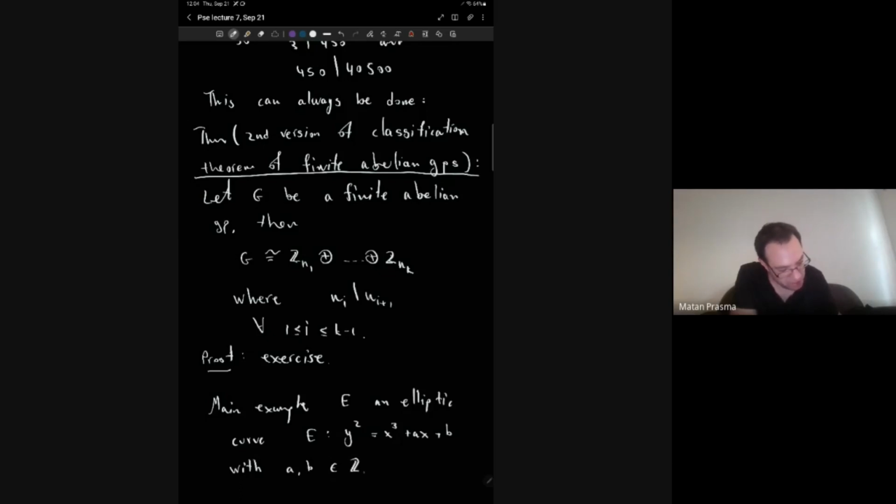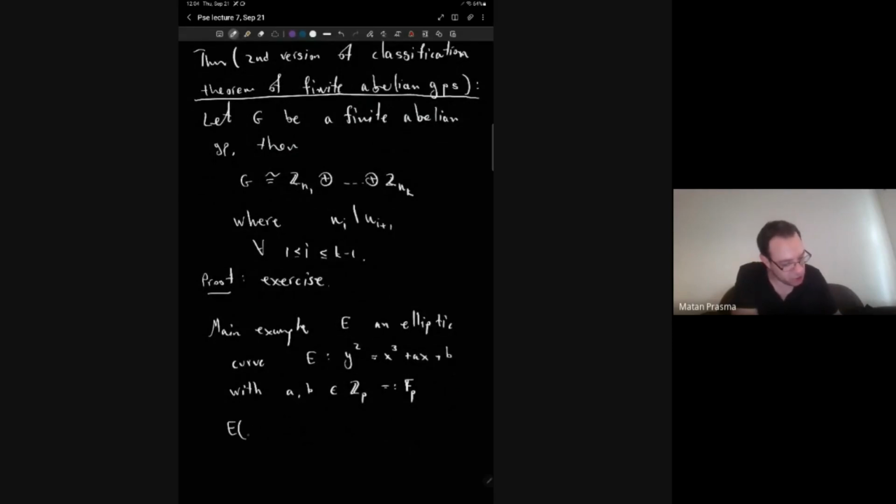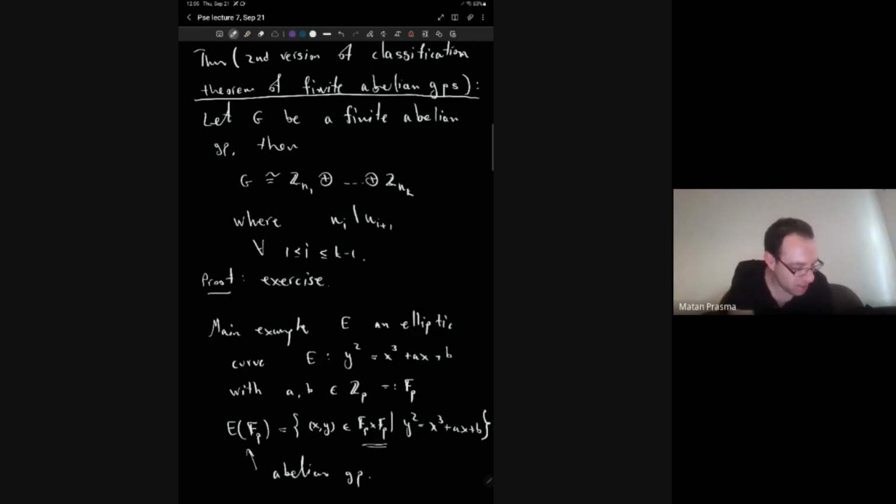In our notation so far, we called it ZP, but this is often denoted as FP. And now you can look at the set of solutions E over FP, which is all the elements x comma y in FP times FP, such that y squared is equal to x cubed plus ax plus b. And we will prove that this is an abelian group. Which, of course, is finite, because it's a finite Cartesian product.